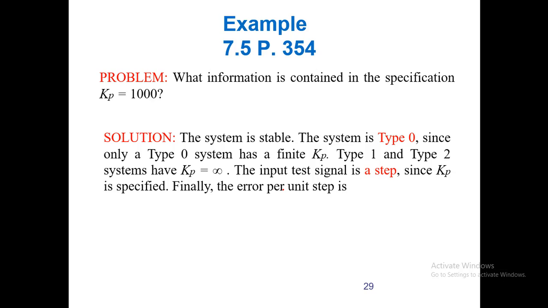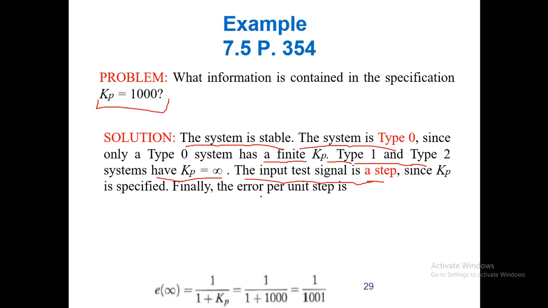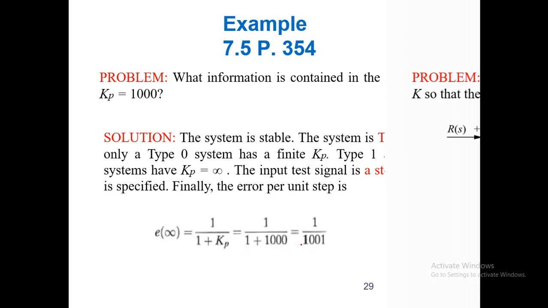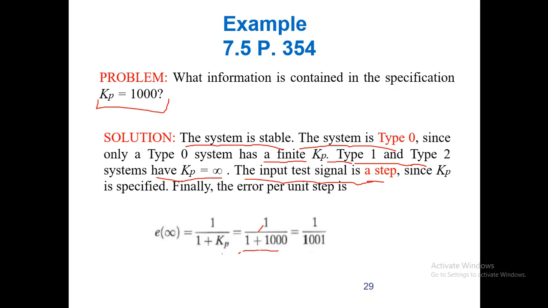So let's talk about another example. What information is contained in the specification when you say that Kp is equal to 1000? It means the system is stable. This is a type 0 system, since type 0 has a finite Kp, while type 1 and type 2 systems have Kp infinity. So the test input is a step function, and since Kp is specified, the steady state error is 1 divided by 1 plus Kp, which is 1 divided by 1 plus 1000. The steady state error turns out to be 0.00 something, because it is about 1 divided by 1000.